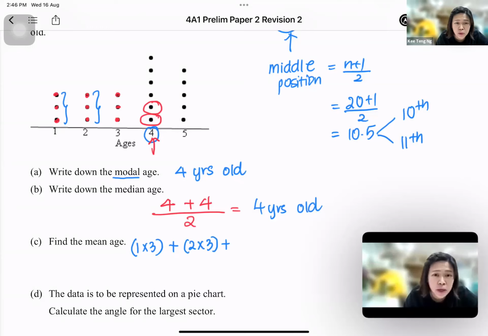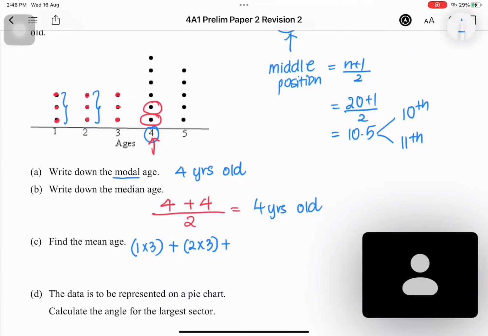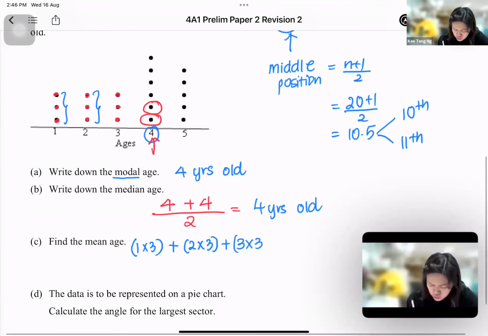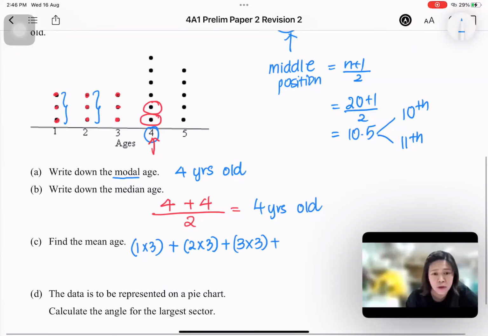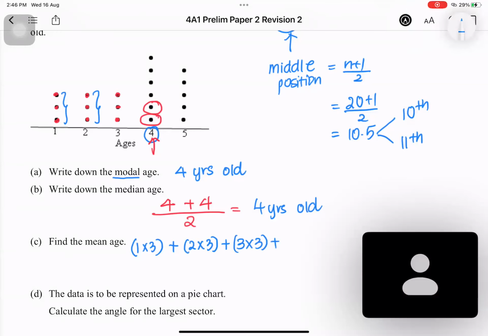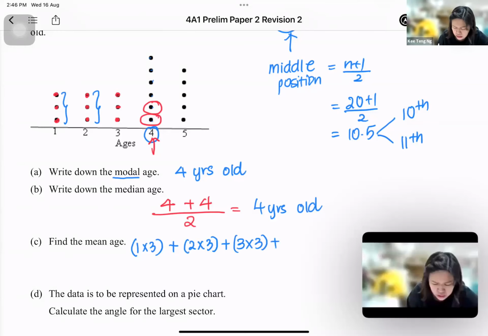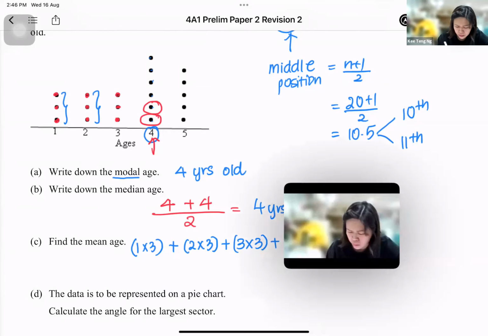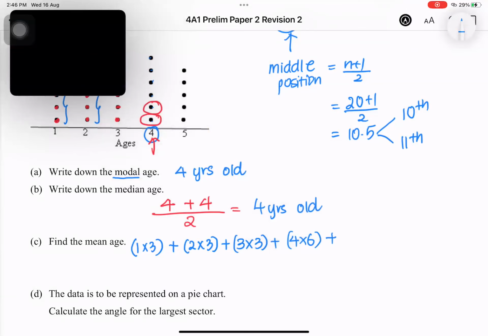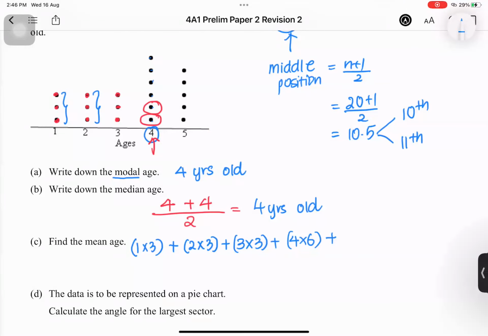Plus, anyone can help me to continue the one at the back? 3, bracket 3. 3 times 3 years old. Yeah. Then 4 years old, how many times? 6. 4 times 6. Thank you. One more, last but not least, 5. So 5 years old times 1, 2, 3, 4, 5.